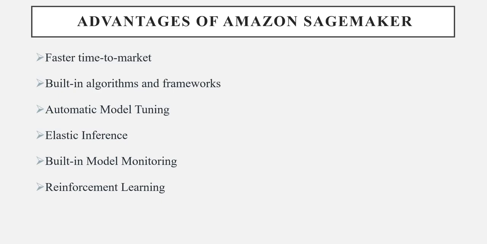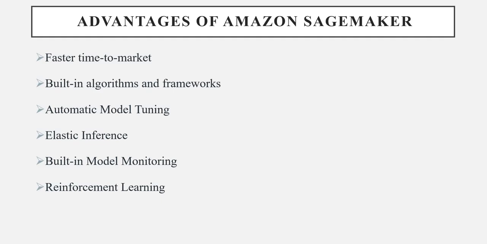The next is elastic inference. SageMaker provides a feature called elastic inference that allows users to attach GPU acceleration to a SageMaker instance only when needed, reducing the overall cost of GPU acceleration. SageMaker is pay as you go, right? It reduces the overall cost because GPU acceleration is added to the SageMaker instance only when it's needed. That's why it reduces the overall cost.